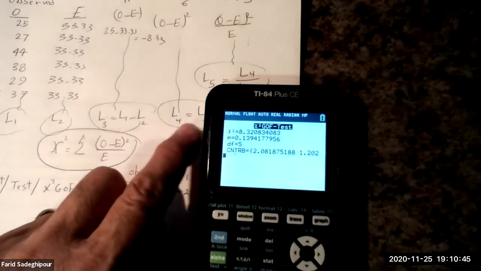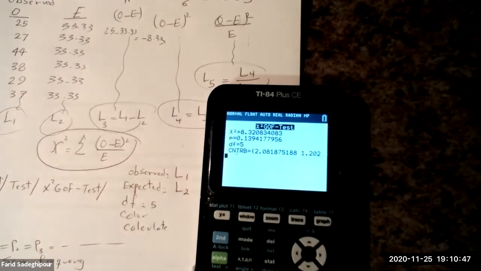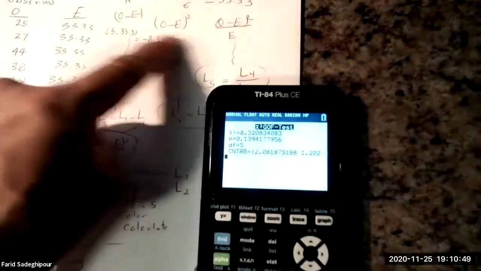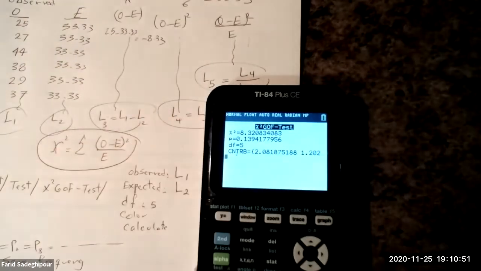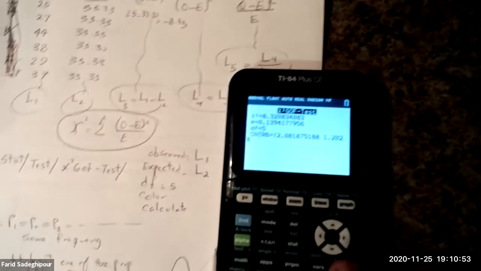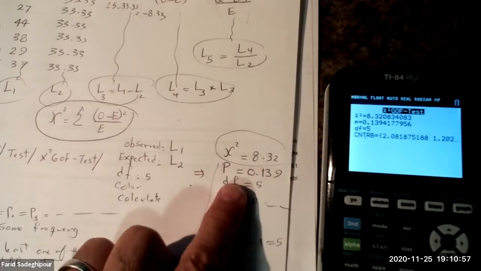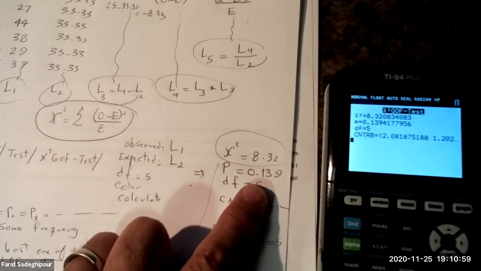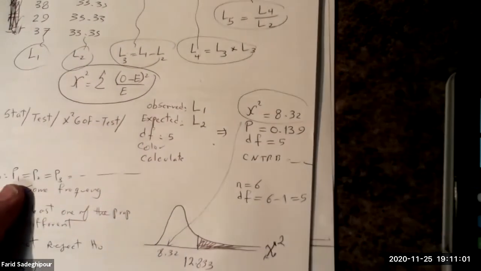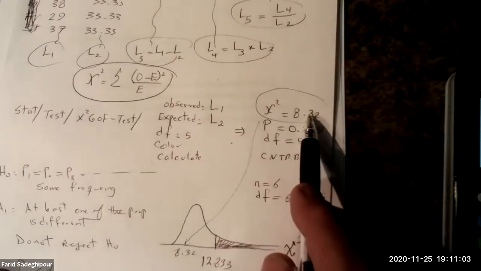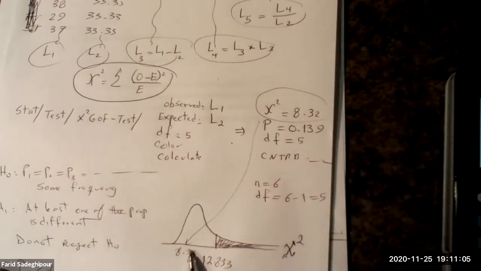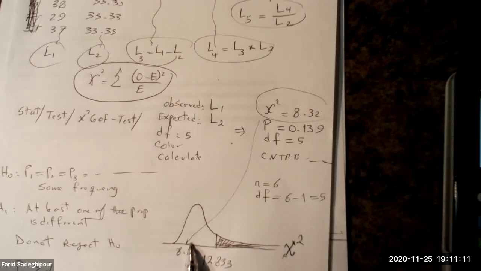So they tell you that X2 is 8.32. So it's kind of different from when you did the hand calculation. So this is the exact one. So X2 is 8.32. The p-value is 0.139. Now, remember this 8.32, it doesn't fall into the critical area. In that case, we have to accept H0. We do not reject H0.